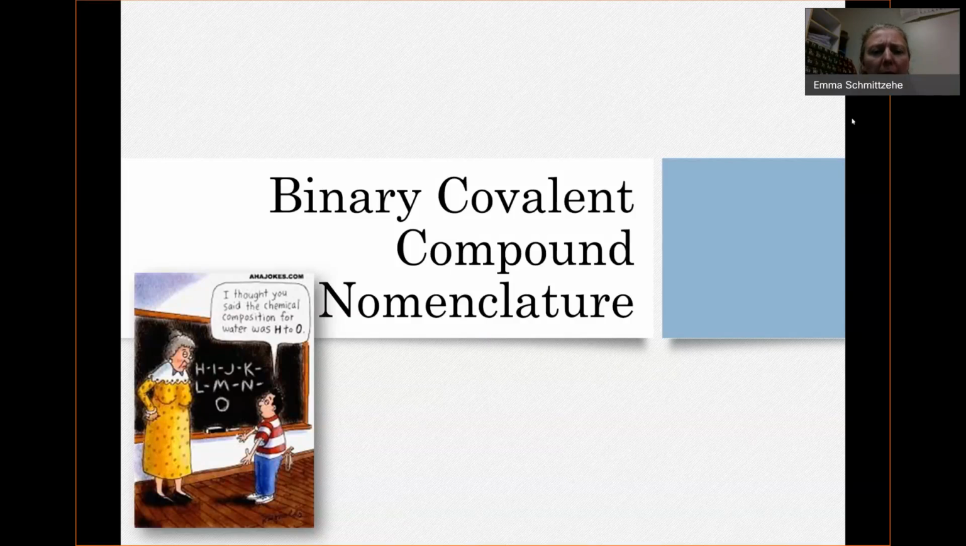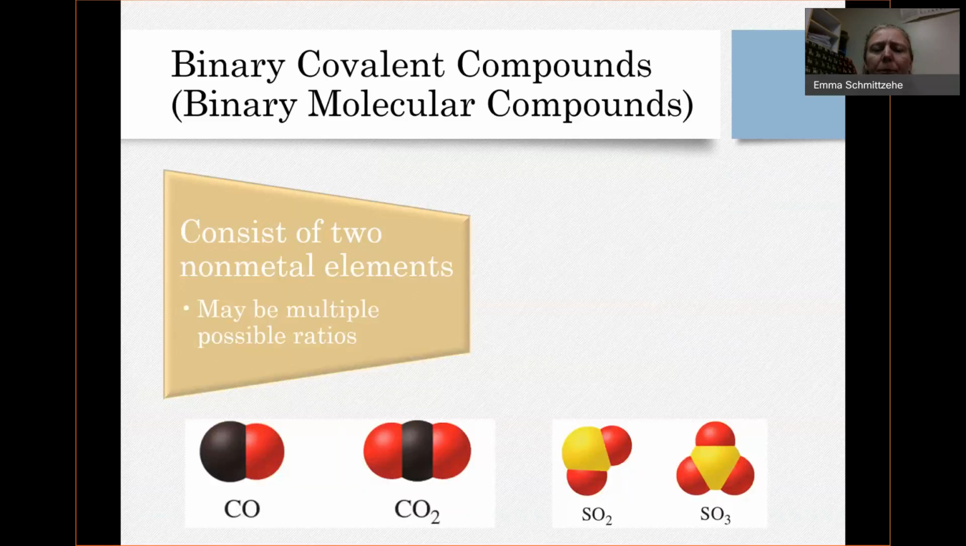But for binary covalent compounds, you need to understand first what that is before we go into the nomenclature, or the interconversion between the chemical formulas and the names. So first off, a binary covalent compound or a binary molecular compound, that's interchangeable, covalent, molecular, that terminology is the same. These things consist of two nonmetal elements.